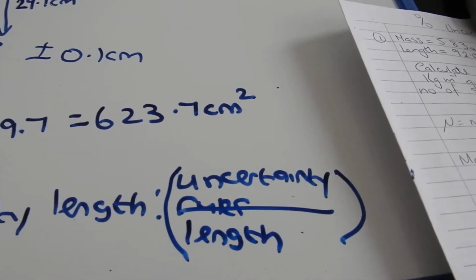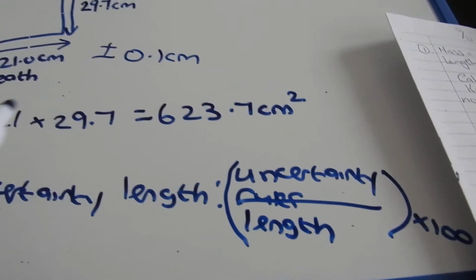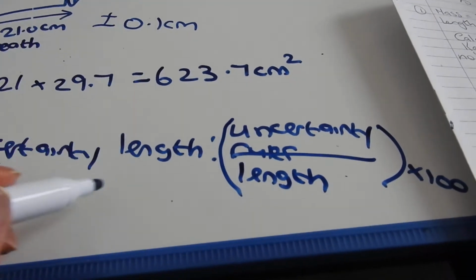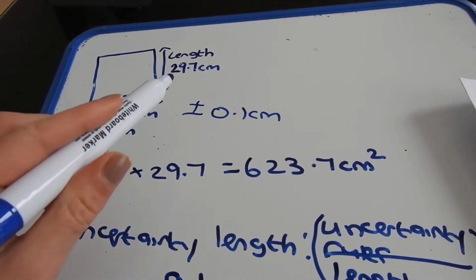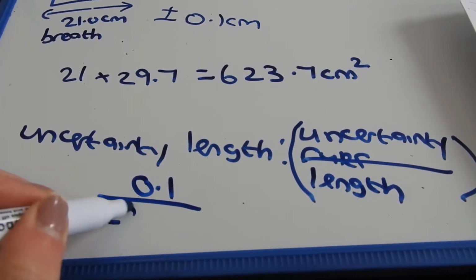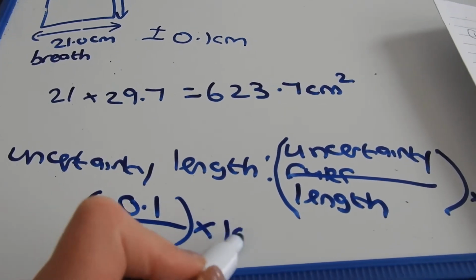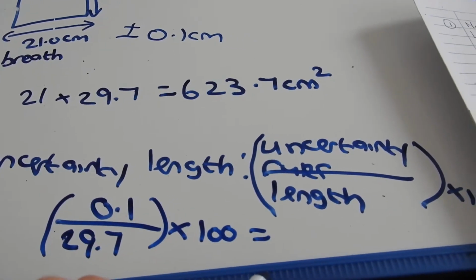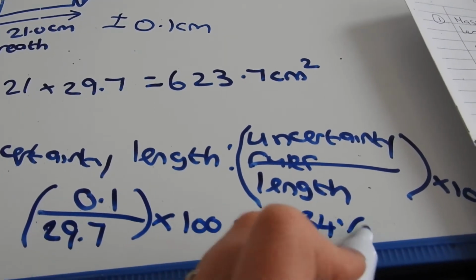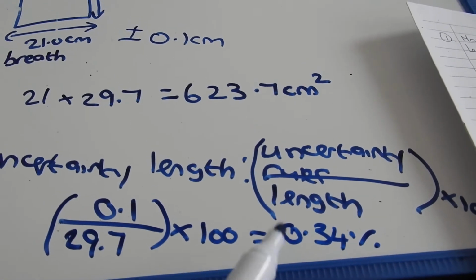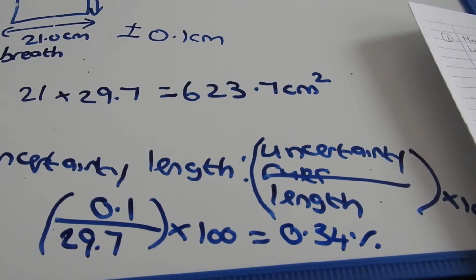Then to find it as a percentage, we obviously multiply it by 100. So my uncertainty of my ruler is always going to be 0.1. So 0.1 divided by my length, which I got as 29.7 centimeters, and when I multiply that by 100, I will get a percentage of 0.34%. So that is how much my length could be out by. It is small, but we can't ignore it for physics.